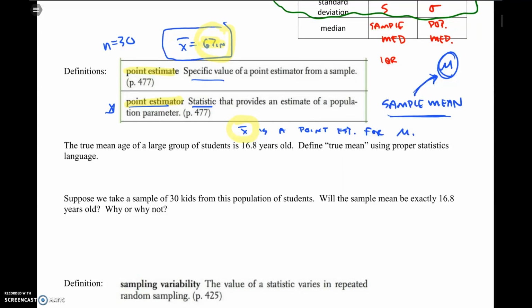Okay, the true mean age of a large group of students is 16.8 years old. Define what true mean means in this case using proper statistical language. Well, if we say the true mean, we probably mean that that's the population parameter.